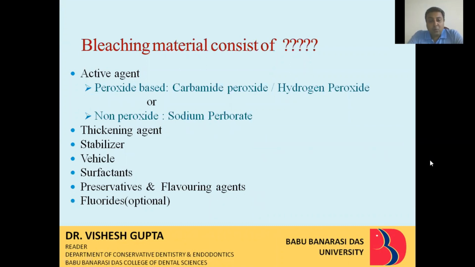Now, what components make a bleaching material? These are the active agent, which can be peroxide based or non-peroxide based. The peroxide based active agent can be carbamide peroxide or hydrogen peroxide. The non-peroxide active agent is sodium perborate. Along with the active agent, we have thickening agents, stabilizers, vehicle, surfactants, preservatives, flavoring agents, and fluorides, which can be optional depending on the company.